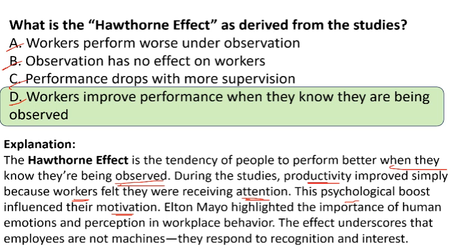Elton Mayo highlighted the importance of human emotions and perceptions in workplace behavior. The effect underscores that employees are not machines. They respond to recognition and interest. So basically, when someone is observing, you feel motivated. Why? Because if you feel that someone is observing, you feel that you are receiving attention, right? And then you will work more productively. Clear? That is what the Hawthorne effect is telling you.